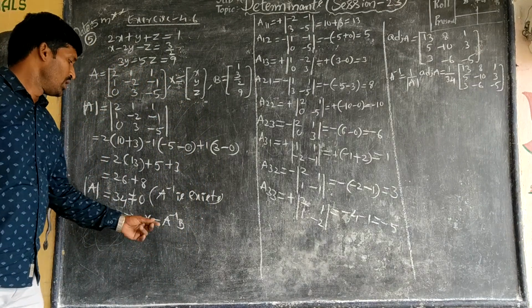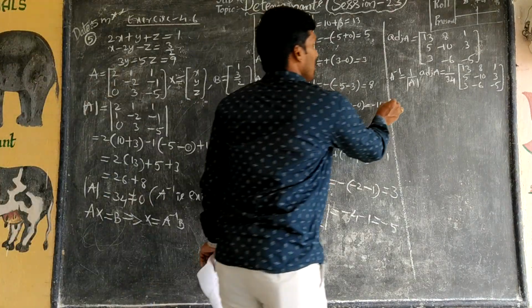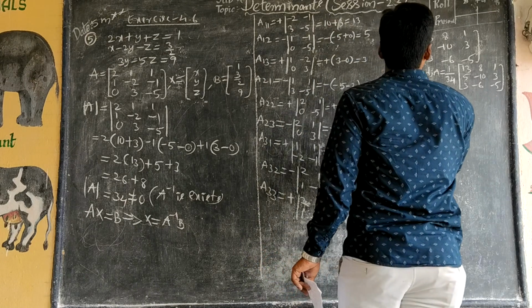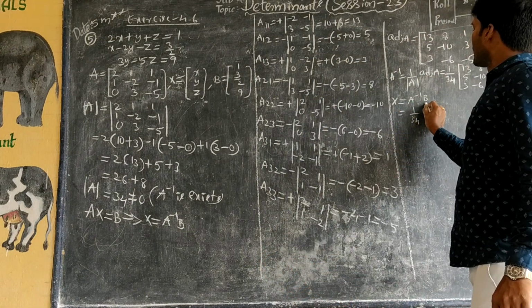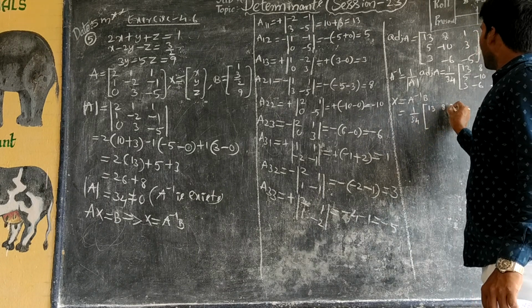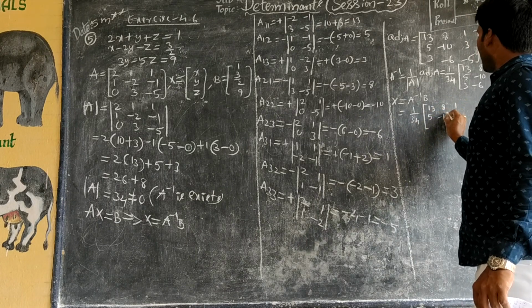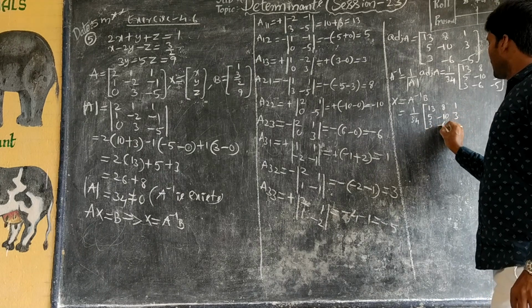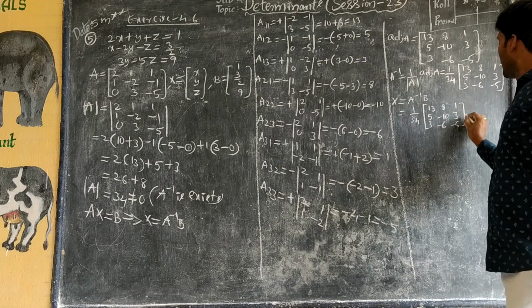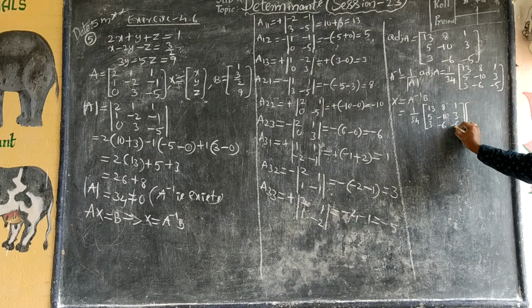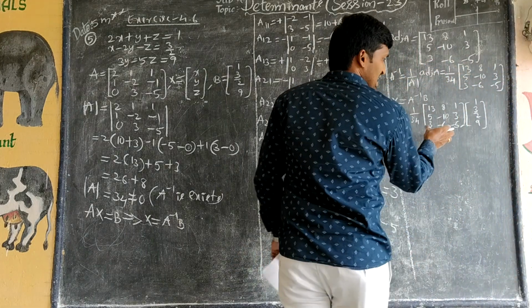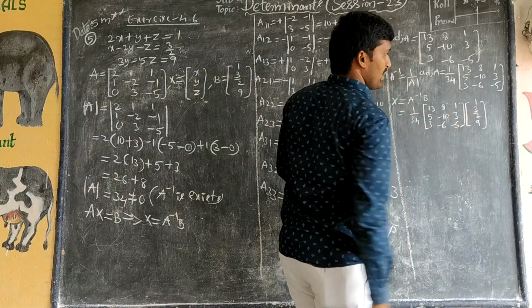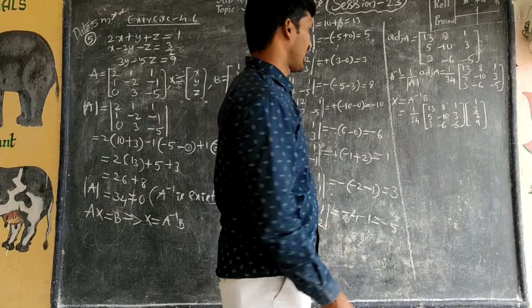B matrix we already know. We need to find the X matrix from this. X matrix equals A inverse into B. What is A inverse? 1 by 34 into 13, 8, 1, 5 minus 10, 3, 3 minus 6, minus 5, into the B matrix. B matrix is 1, 3 by 2, 9. This is a 3 by 3 matrix and this is 3 by 1. A 3 by 3 matrix and a 3 by 1 will give a 3 by 1 matrix.